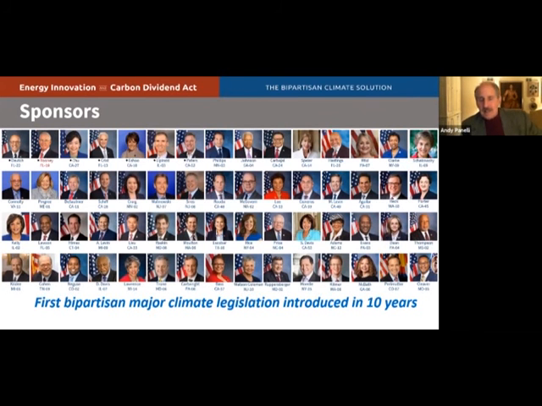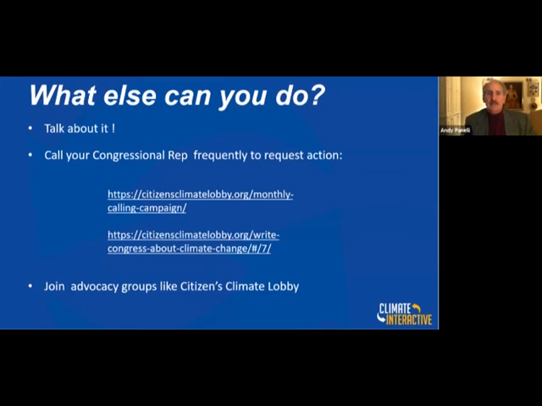So we have a lot of congressional representatives that have gotten behind this, but we need about twice as many as we have. And that's where your help can come in. We need to be talking about this. We need to be talking about the type of legislation that's really going to make an impact, like carbon fee and dividend, or our own legislation, the Energy Innovation Act.